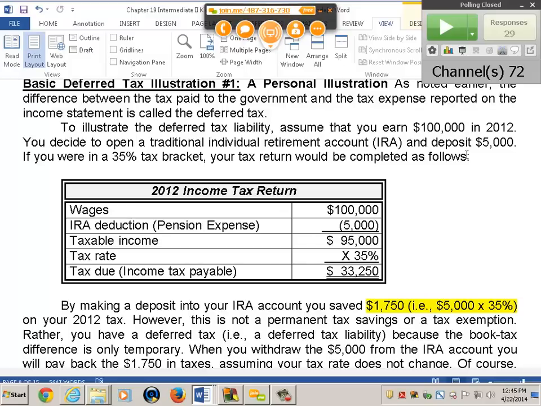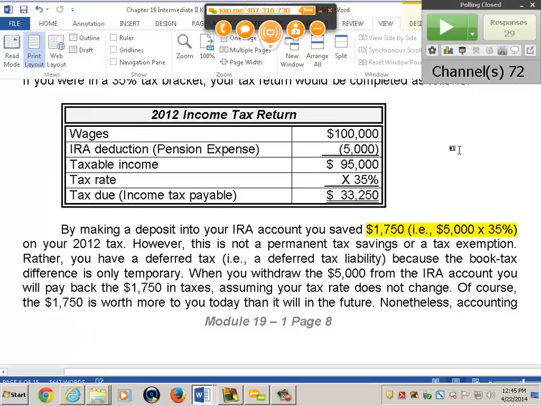At 35%, I owe the government $33,250. Now, when the IRA, the $5,000, is removed from the account, it becomes taxable. Two things you have to know. We'll talk about tax rate changes later, but unless you hear anything about a tax rate change, you've got to assume that it is constant.